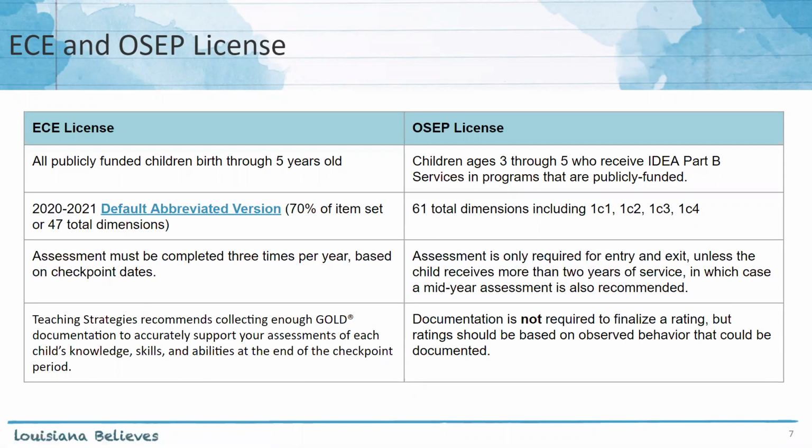While the early childhood license only requires a completion of an abbreviated item set where only 70% of the dimensions require final ratings, the OSEP license requires completion of 61 dimensions, including 1C1 through 1C4. Within the OSEP license, both an entry and exit assessment is required and should be input in conjunction with when the child begins receiving special education services. While documentation and mid-year assessments are not required, it is recommended that a mid-year assessment is completed for any child who receives more than 1 year of special education services.